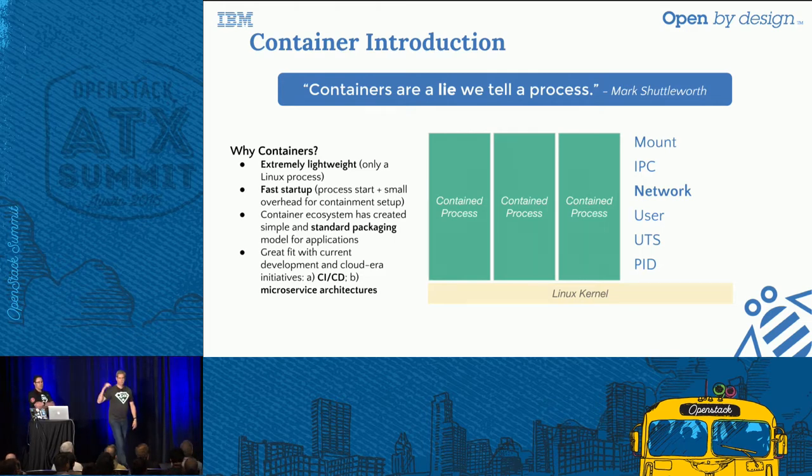Mark Shuttleworth was just here. He spoke at Container World a few months ago, and I thought this was a great way to think about containers: containers are a lie we tell a process. So if you've understood the model of containers on Linux, unlike VMs, you're simply starting a process, but you're giving it a containment model that is a set of namespaces. They're listed out there to the right. The mount namespace, network is highlighted because we're going to focus on that in this talk, the user namespace, the PID namespace. And so these containment mechanisms give us the concept of a container that feels like it's its own system. But obviously, because of this, it's extremely lightweight because it's just another Linux process on your system.